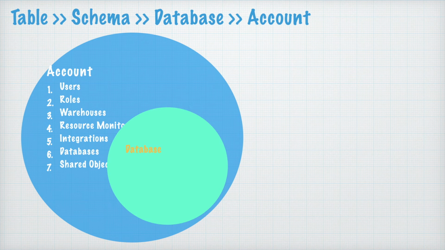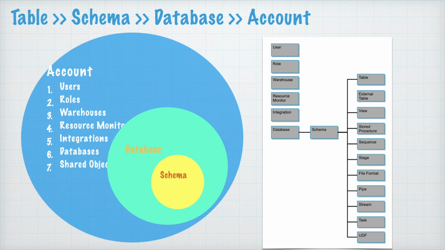Under the account, you can have many databases, and each database can have many schemas. And then this schema can have tables, external tables, views, stored procedures, sequences, stages, file formats, pipes, streams, tasks, and UDFs. So this is how the overall container hierarchy looks. Whenever you create a table, whether it's a standard table or external table, it has to be part of the schema, and the schema belongs to a database, and the database is an account level object.